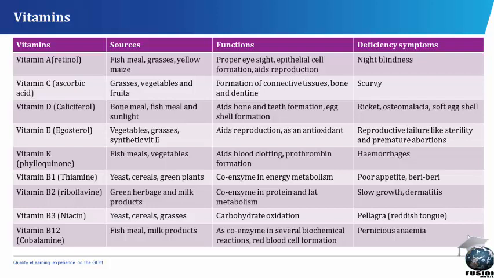Vitamin B12, cobalamin. Sources: fish meal, milk products. Functions: coenzyme in several biochemical reactions, red blood cell formation. Deficiency symptoms: pernicious anemia.